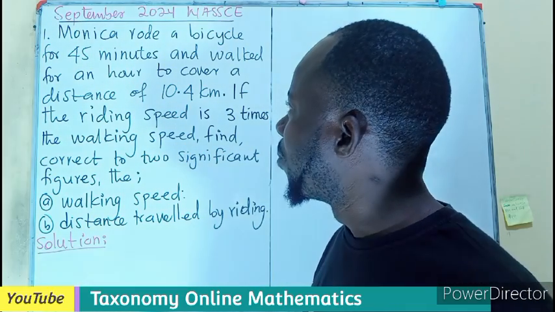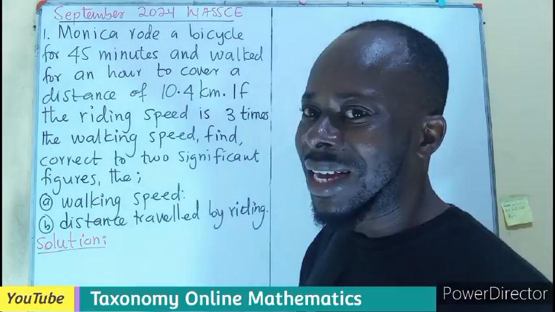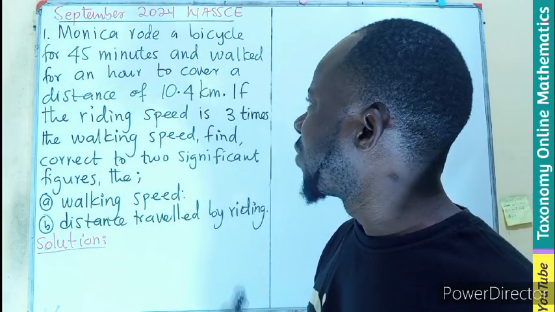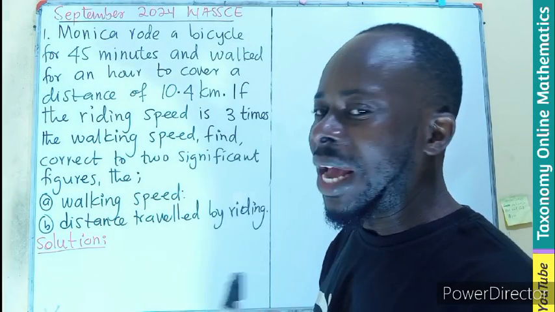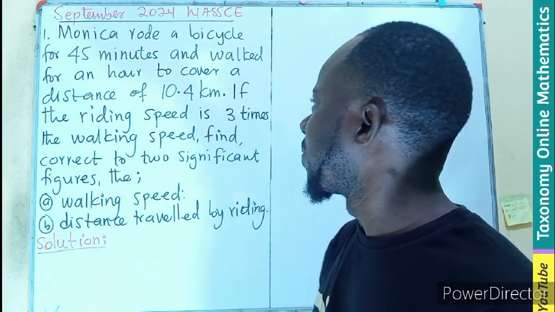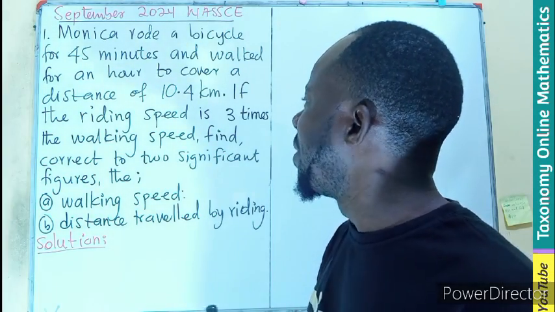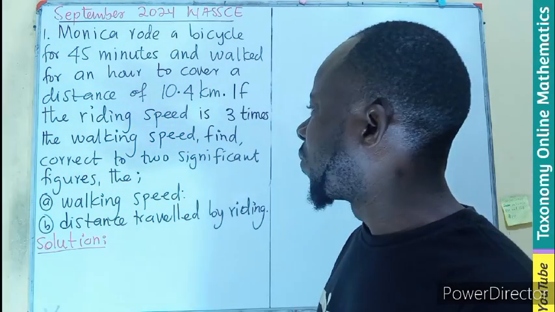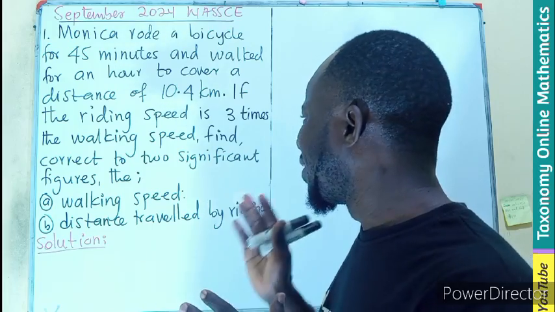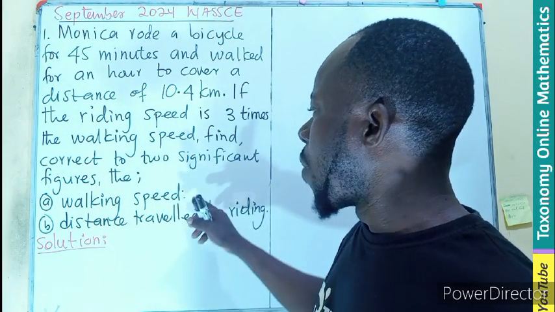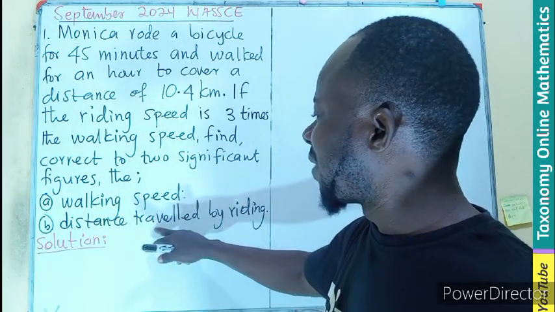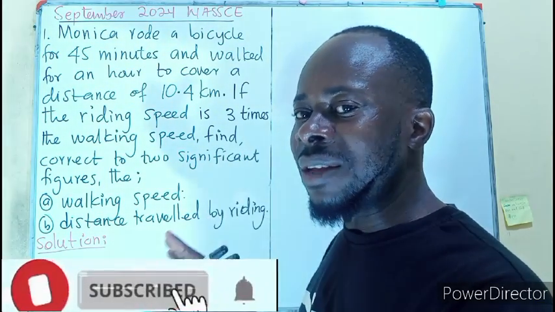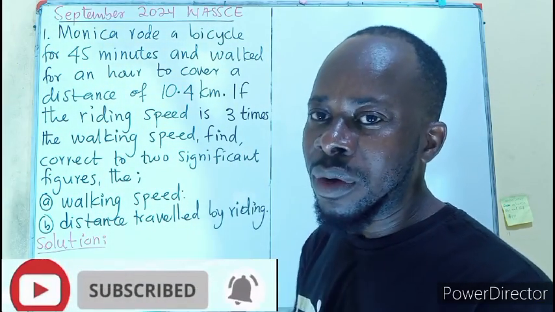Question number 1. Monica rode a bicycle for 45 minutes and walked an hour to cover a distance of 10.4 kilometers. If the riding speed is 3 times the walking speed, we are to find, correct to two significant figures, the walking speed and the distance traveled by riding. So this is a distance, speed, time word question.